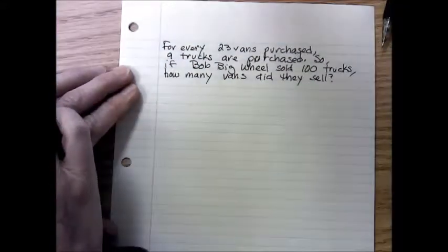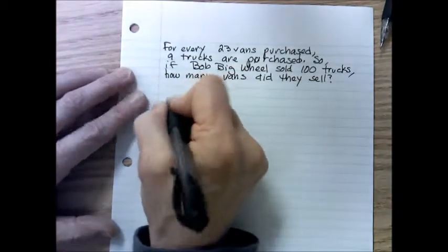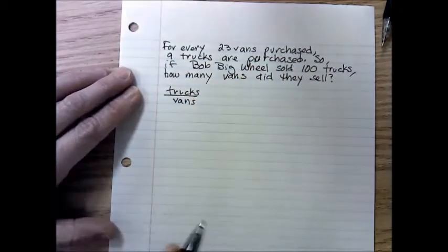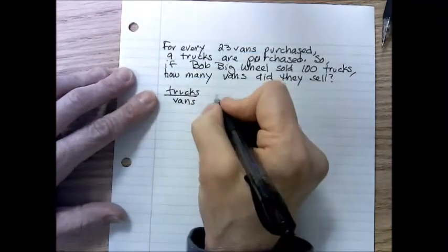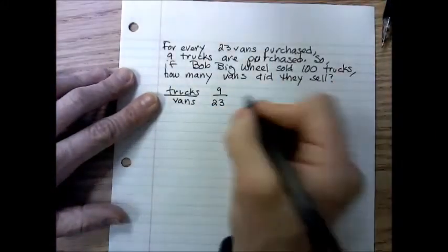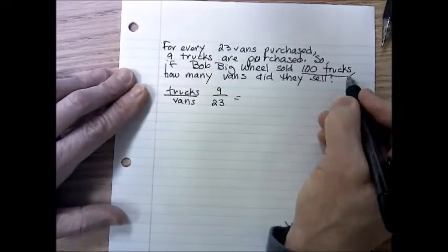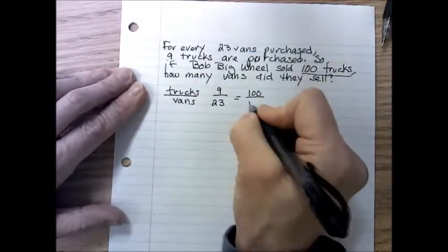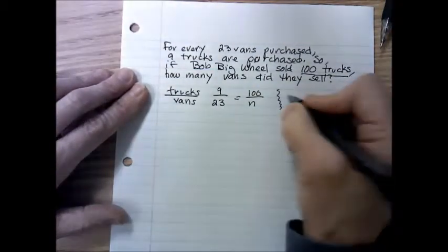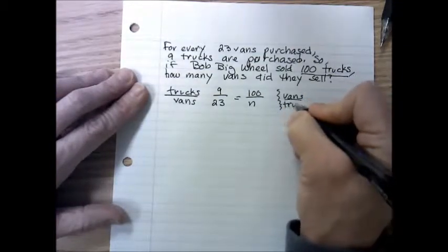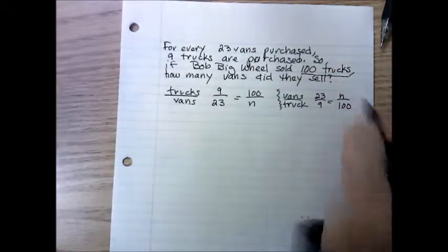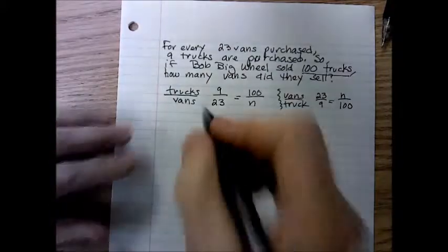So the two things we are comparing are trucks and vans. Let's go ahead and put trucks in the numerator and vans in the denominator. So, it said for every 9 trucks sold, there were 23. And the proportion asks us, well, if they sold 100 trucks, so we know 100 goes in the numerator, and our missing value is vans. So again, if you switched it to vans over trucks, that would just be 23 over 9 equals n over 100, and you'll still get the same equation using your cross products.